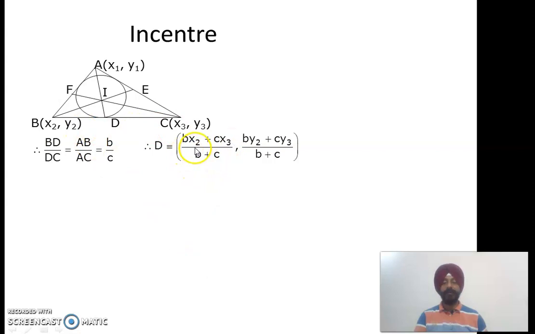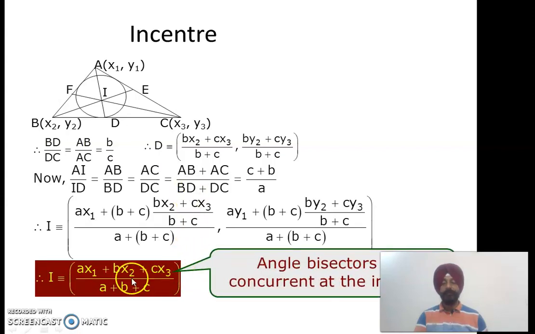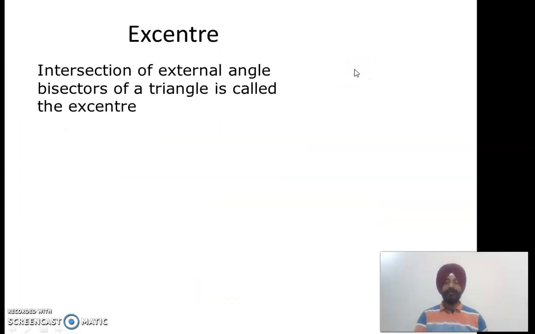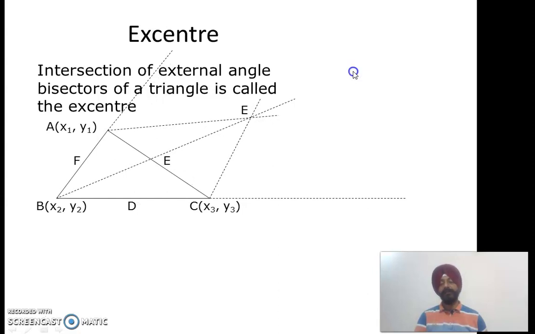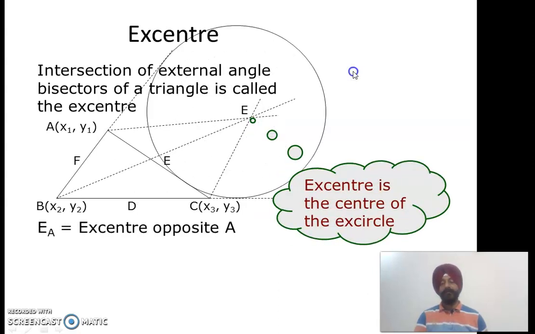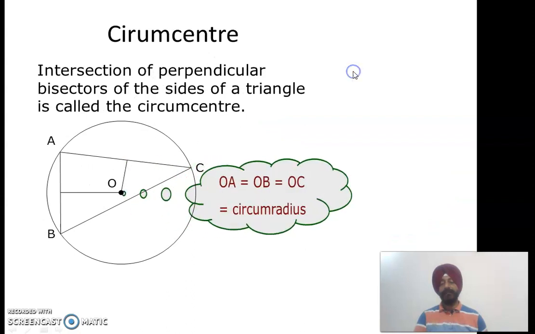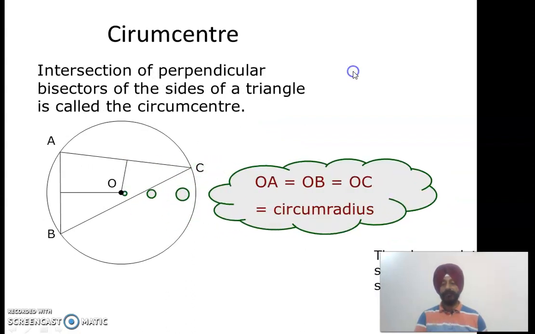This is the formula to find the incenter: (a x1 plus b x2 plus c x3) over (a plus b plus c). Similarly, (a y1 plus b y2 plus c y3) over (a plus b plus c). Now, excenter: the intersection of the external angle bisectors of a triangle is called the excenter. So this is external angle A, external angle B, external angle C.